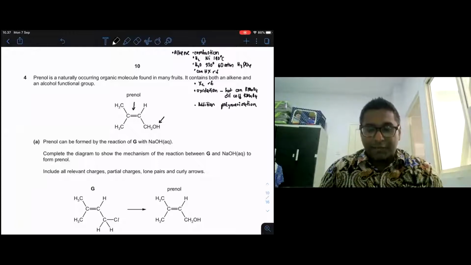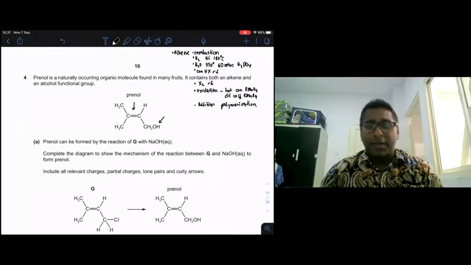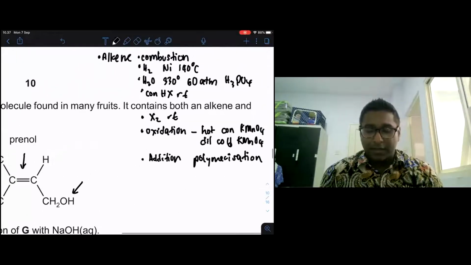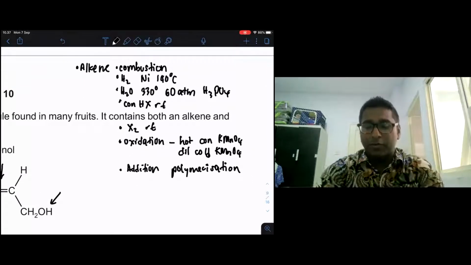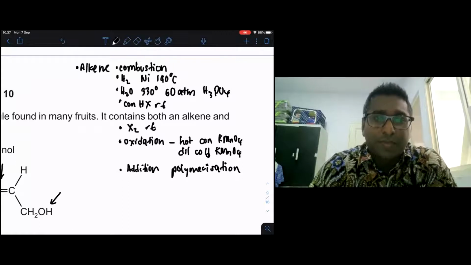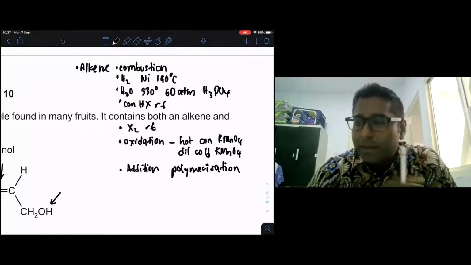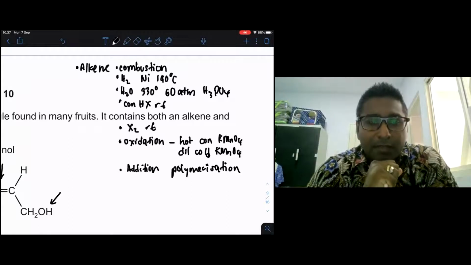What are the reactions that you need to know for alkene? What are the reactions that you need to know about alcohol? I have actually written it over here. It's not going to be enough if I simply go through all this. It's definitely not going to be enough. So in order to revise this, I have given you a link in your WhatsApp group. Please check it.